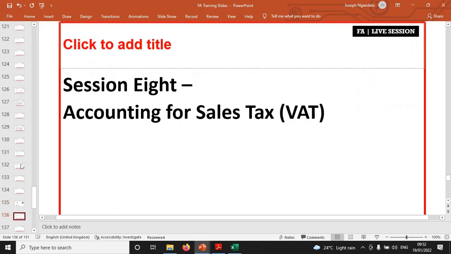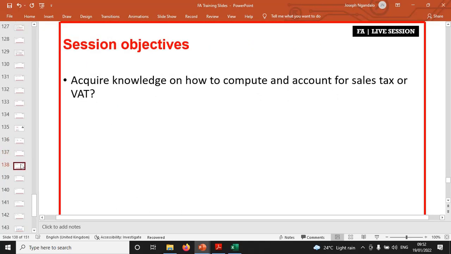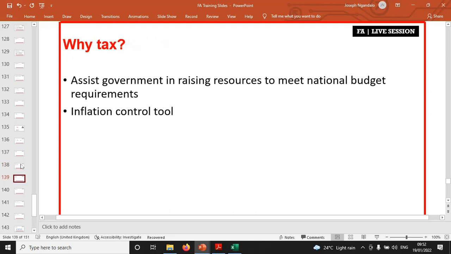Okay. Accounting for VAT. Why is tax necessary? So our focus today, we want to acquire knowledge on how to compute and account for sales tax, or what we call value added tax. Why tax? Tax will assist government in raising funds to meet national budget requirements. Do you understand that? To meet national budget requirements.